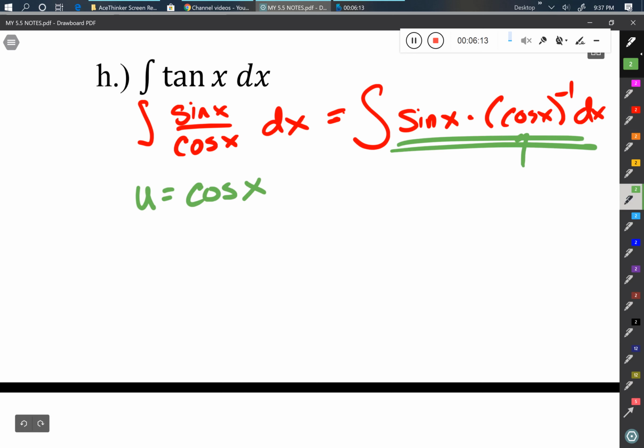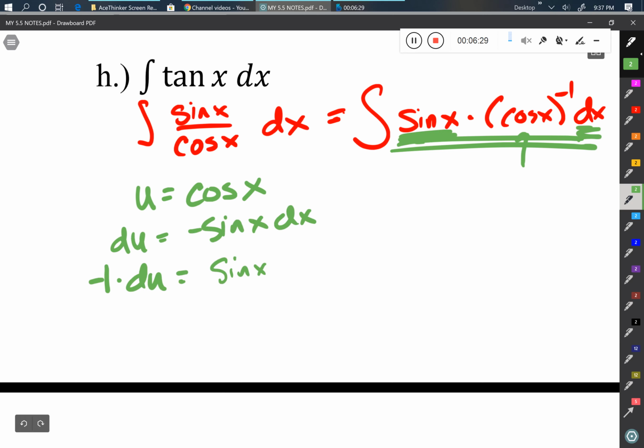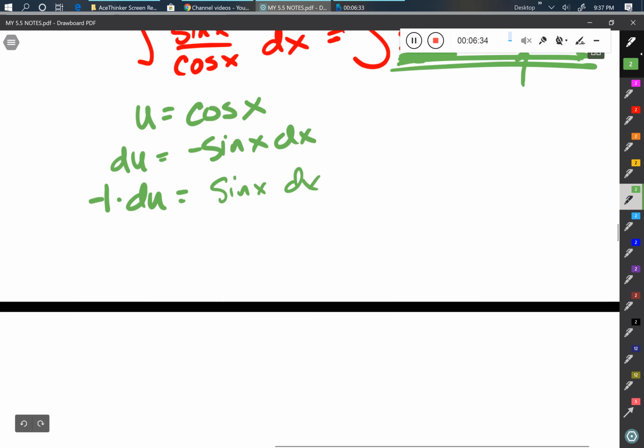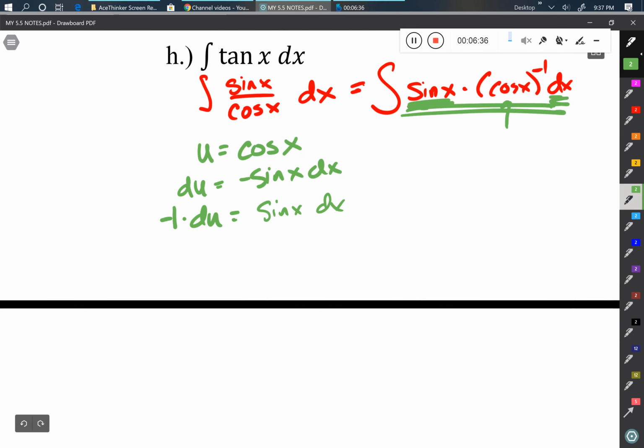U is the inside piece from the composite part. The differential du would then be negative sine x dx. I've got the sine x and I've got the dx. I don't have the negative, so I'll fix that. So -1 times du is going to be equal to sine x dx. Right? So then putting everything in and performing the substitution, I'm going to get the integral of u to the -1 times -1 du.